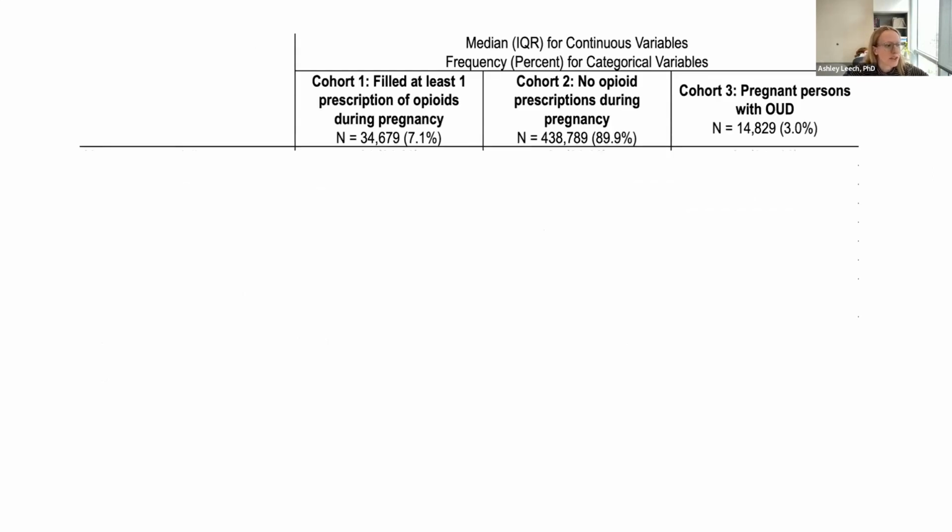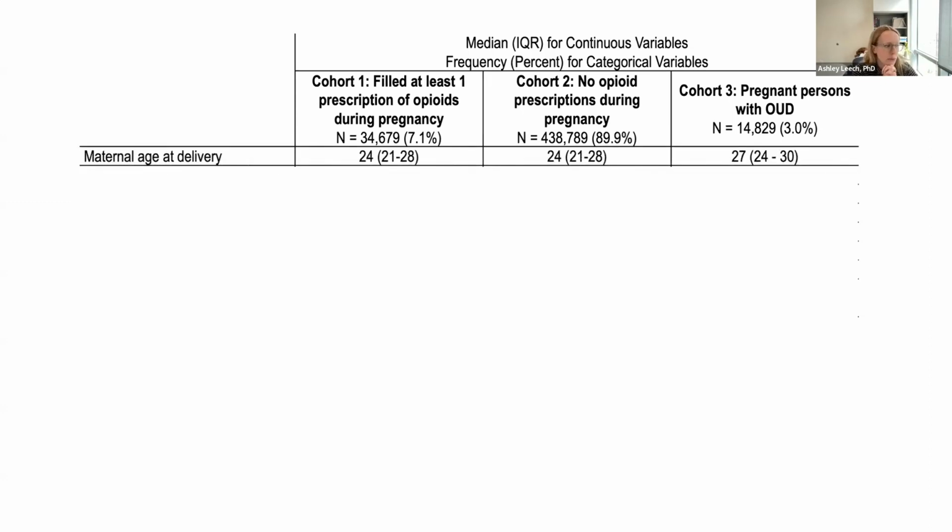All right, so moving on to our descriptive statistics over our 3 cohorts. Here you can see that the first cohort are those who filled at least 1 prescription opioid during pregnancy, which accounts for around 7% of our entire sample, or nearly 35,000 individuals. The second cohort, those without any opioid prescriptions during pregnancy, accounts for nearly 90% of our entire sample, or nearly 500,000 individuals. And then lastly, our third cohort, pregnant persons with opioid use disorder, account for 3% of our entire sample, or nearly 15,000 individuals.